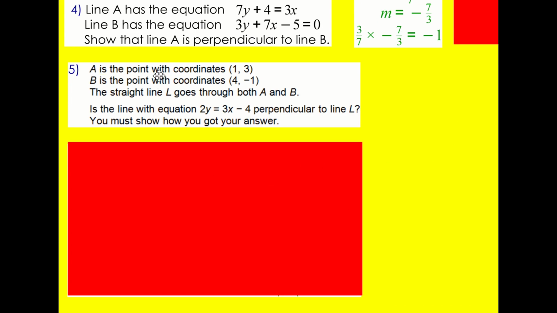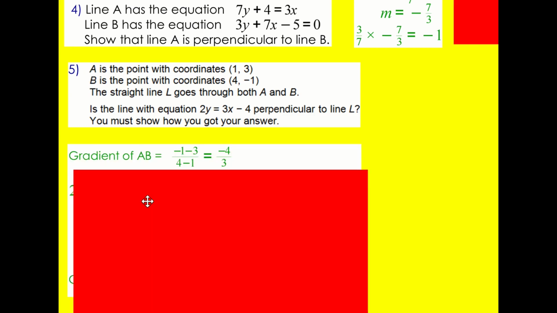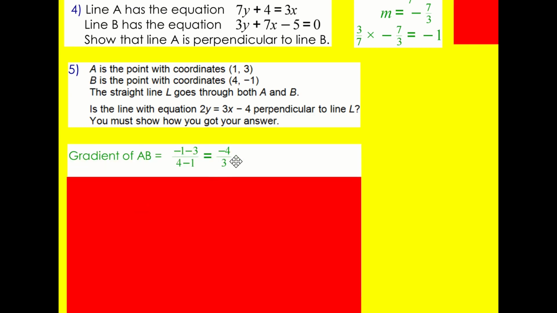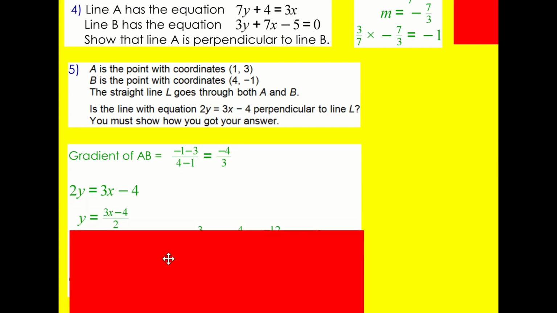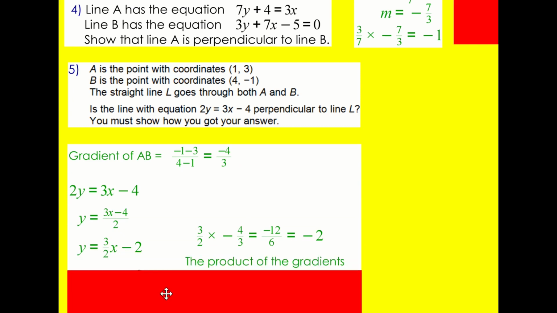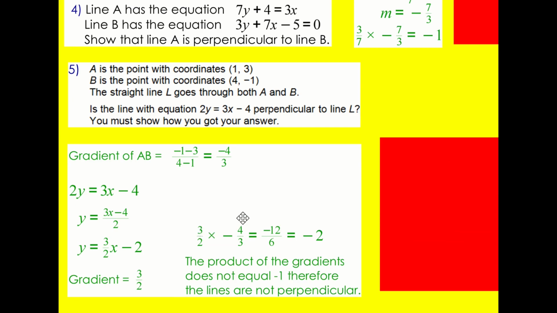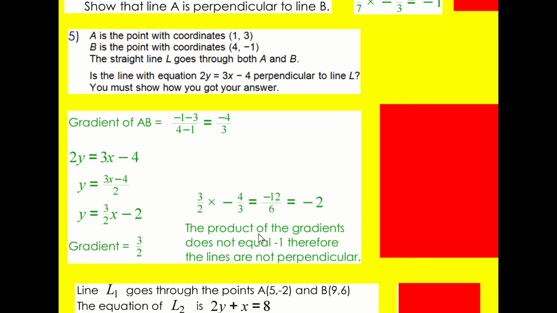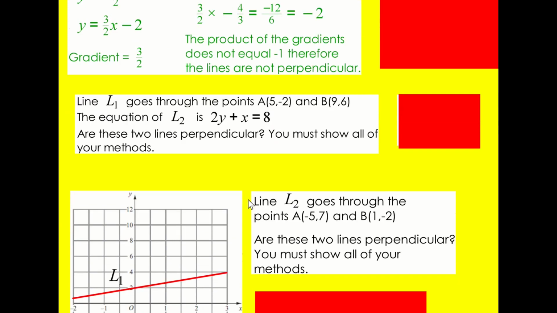So number 5 is getting even more involved now, because first of all, we actually don't need to find the equation of the line going from AB. All we need to do is get the gradient. It's minus 4 over 3. And then we need to rearrange this equation to get the gradient, which can be done like so. You get 3 over 2. And then in this case, you would multiply them together, show that you don't get minus 1, i.e. they're not perpendicular. Okay, let's keep going.